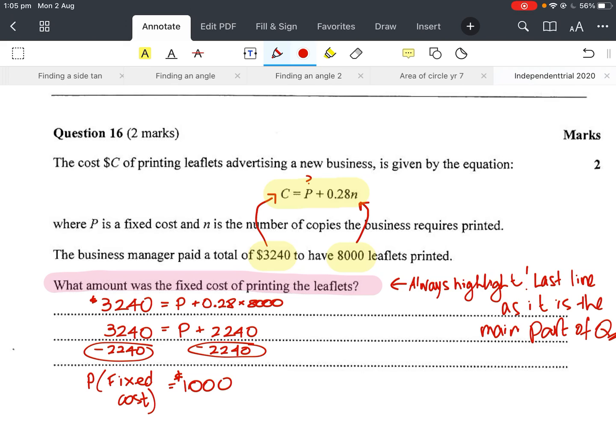So I rewrote the formula. I put the information in where I thought it went, so the total paid was your C price, and the number of leaflets was the N. So there you go, I put that into a formula: 3,240 equals P plus 0.28 times 8,000. I multiplied the 0.28 times 8,000 first. That gave me 2,240, and then I subtracted 2,240 from both sides of the equation, and that got me my fixed cost.